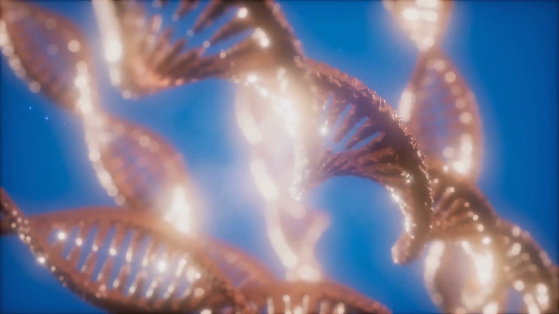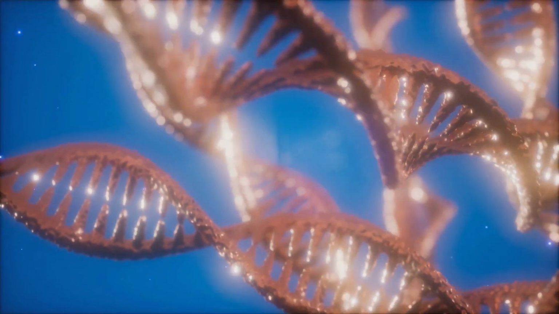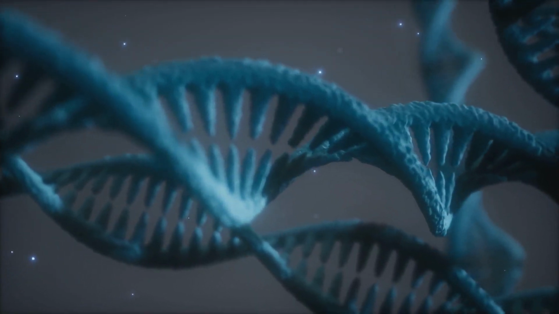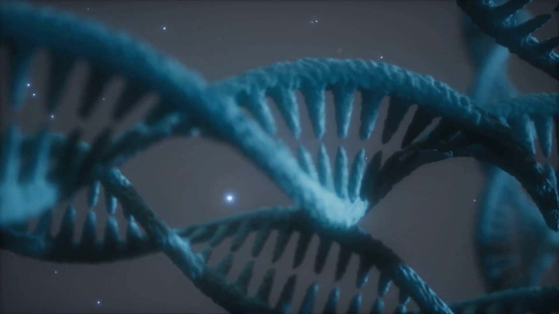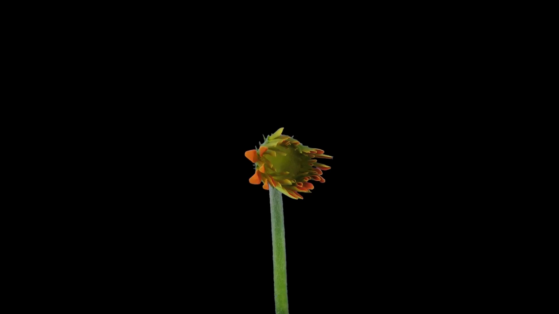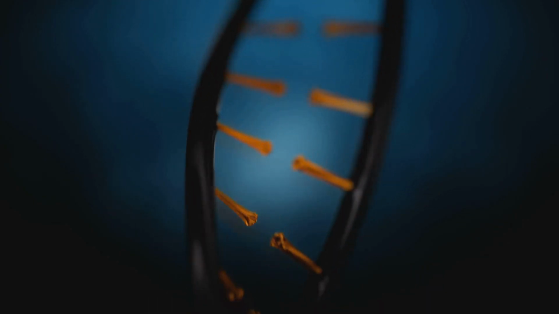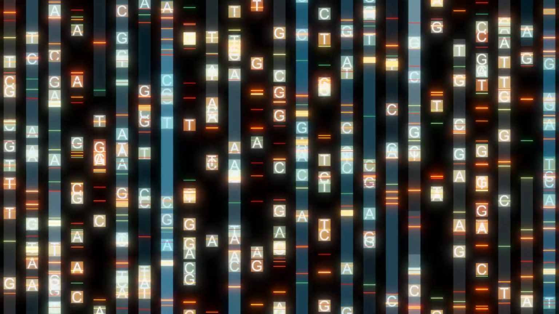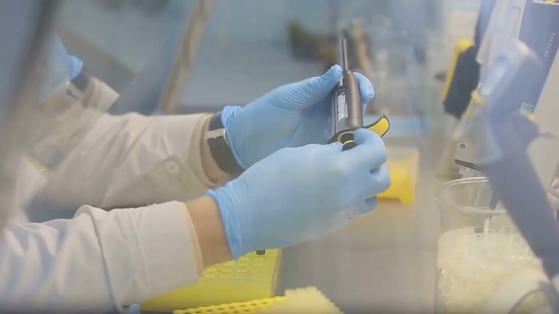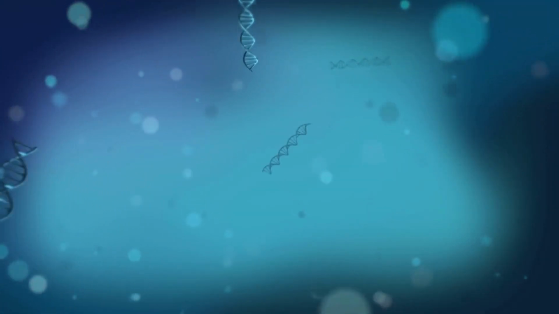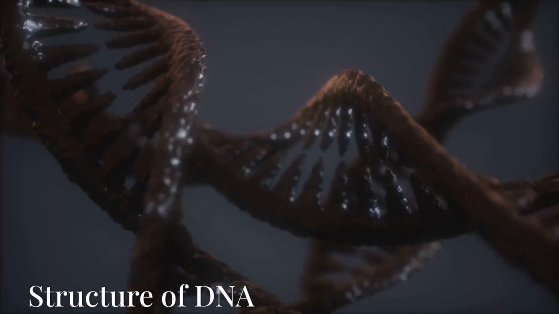DNA, or deoxyribonucleic acid, is often called the blueprint of life. This incredible molecule carries the instructions that determine the traits of every living organism on Earth, from the color of a flower to the shape of a human face. But how does DNA work? What are its components, how does its sequence specify traits, and where do scientists believe it came from? Today we'll explore these questions to uncover the remarkable story of DNA.